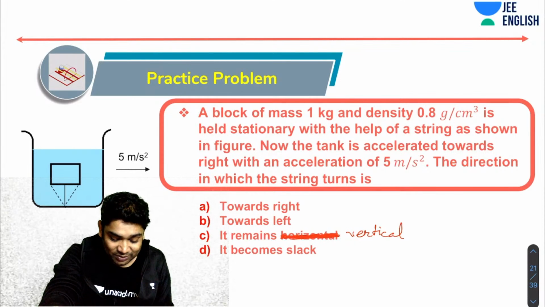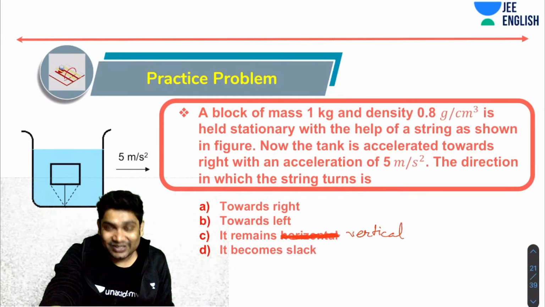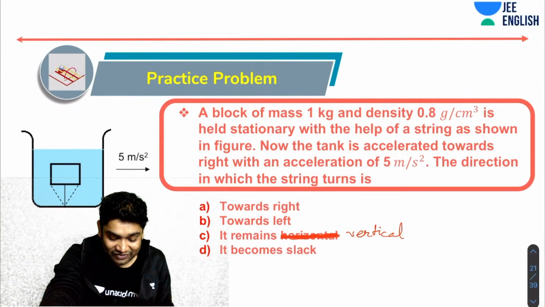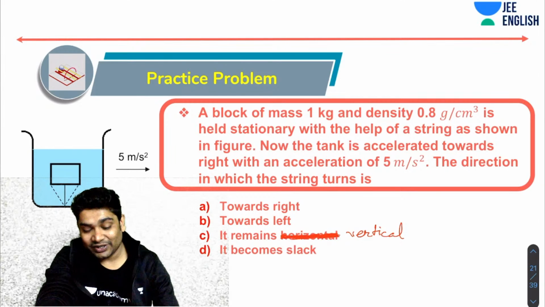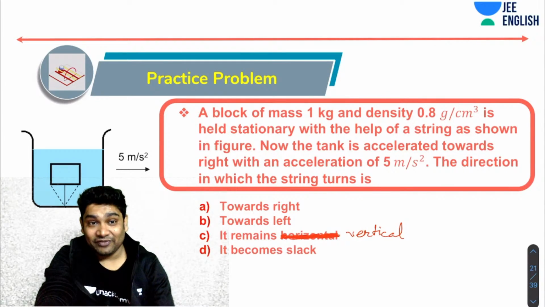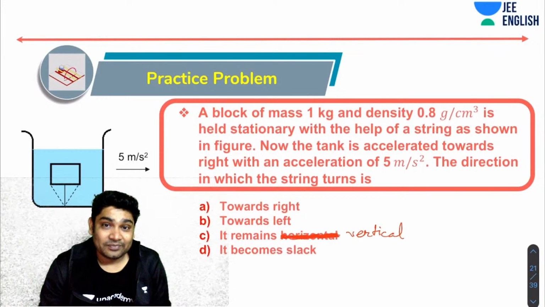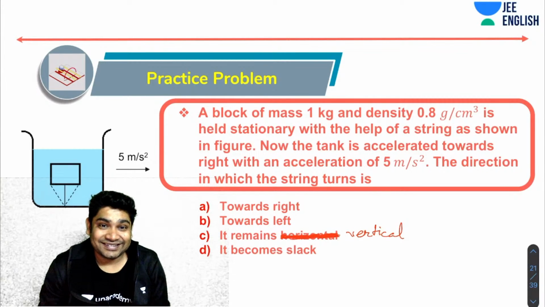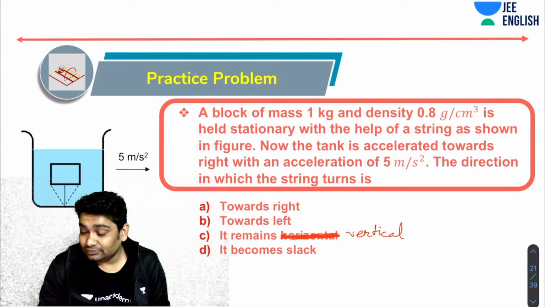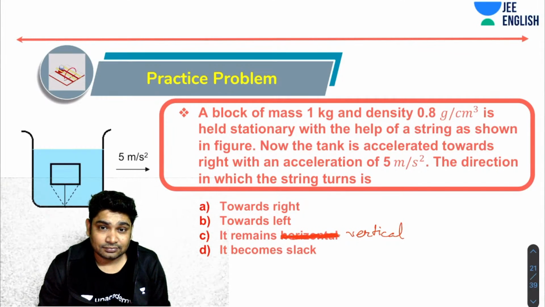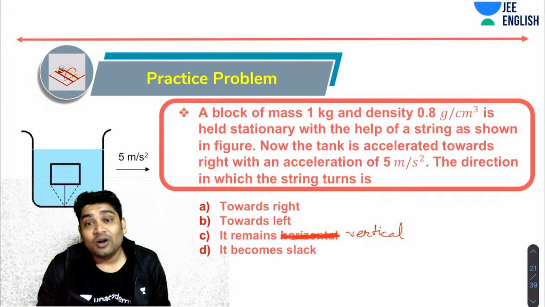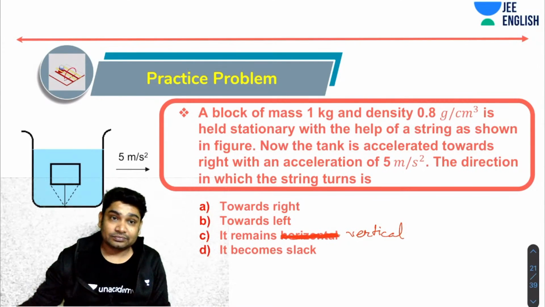So what do you think about this problem? Let's try and answer this. This is a very simple theoretical problem. What do you think the answer is going to be? Which way will the string turn if you accelerate this vessel? Will it go to the right? Will it go to the left? Will it stay vertical? Or will it become slack? So think about this.